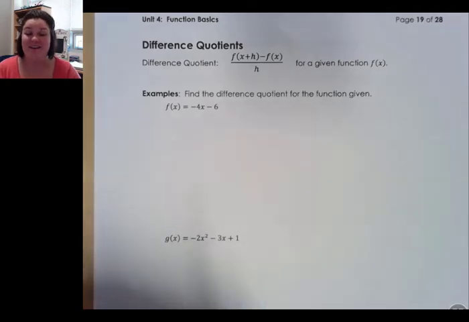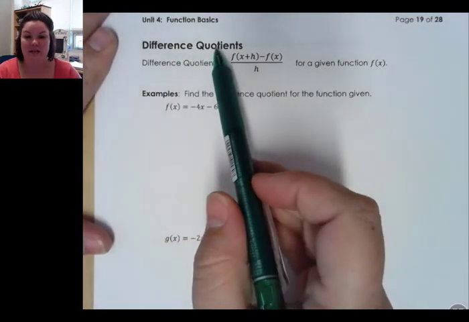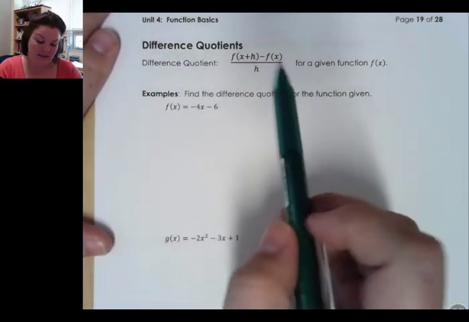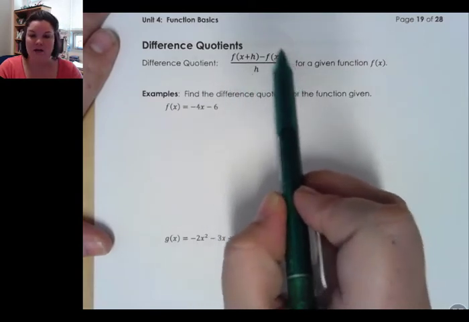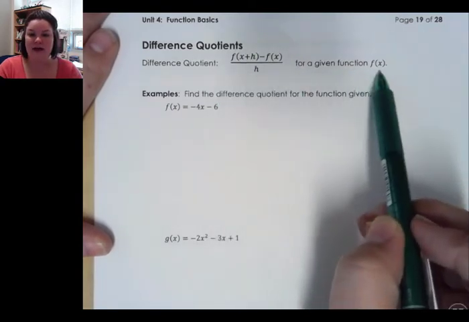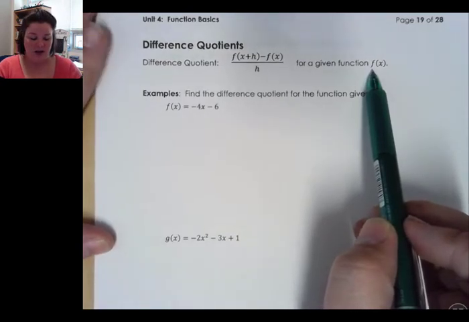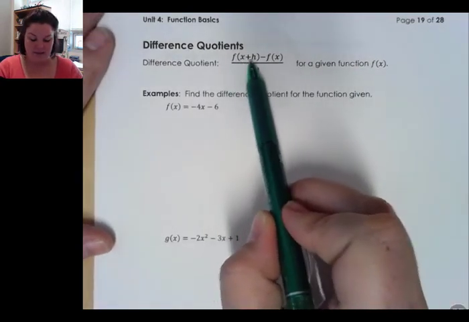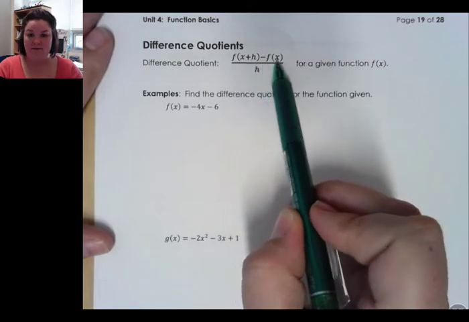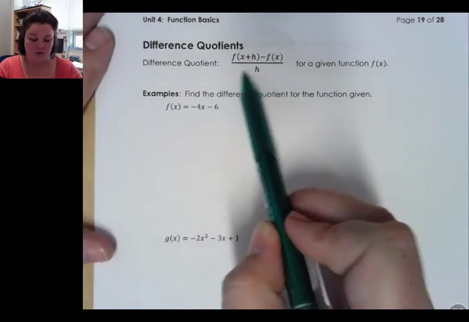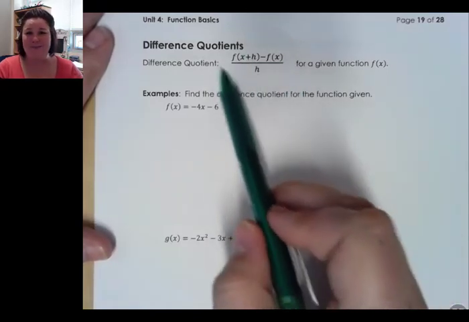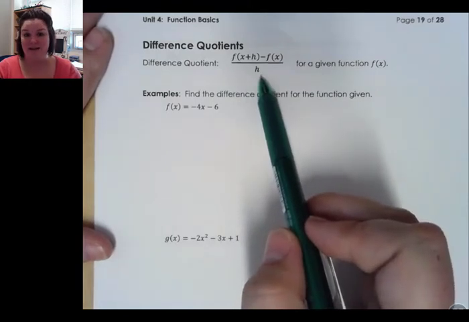All right, so here is our next section in Unit 4, which is all about the difference quotient. Now the difference quotient is this formula right here. If we are given any function f of x, we can calculate this difference quotient by doing f of x plus h minus f of x, all divided by h. So it's really just this big, ugly expression that we're trying to simplify, okay?